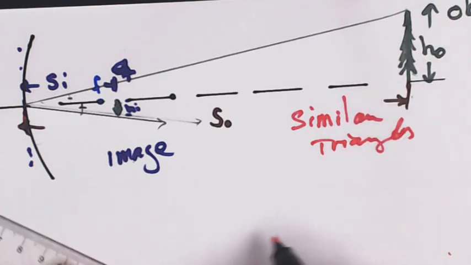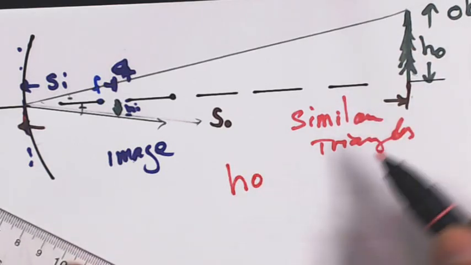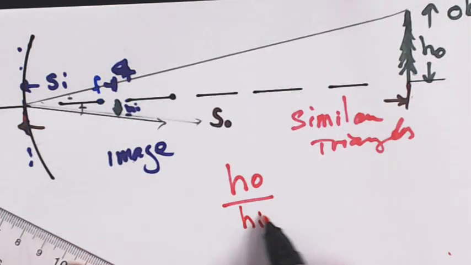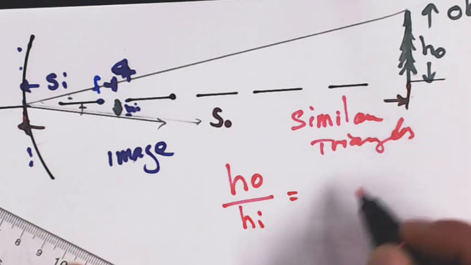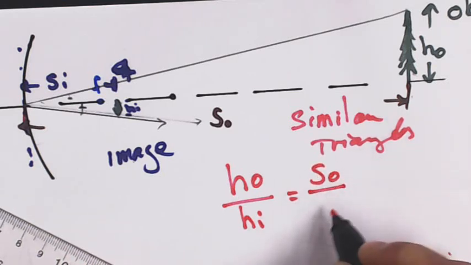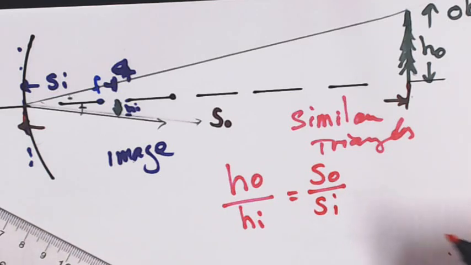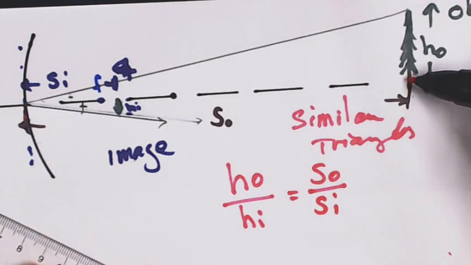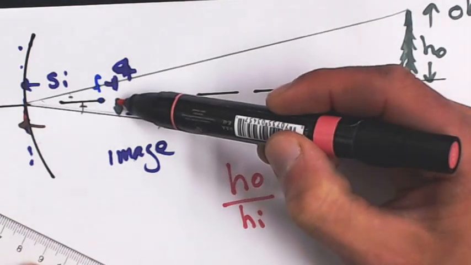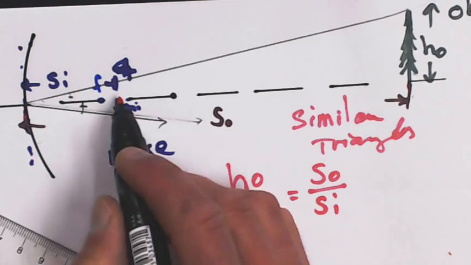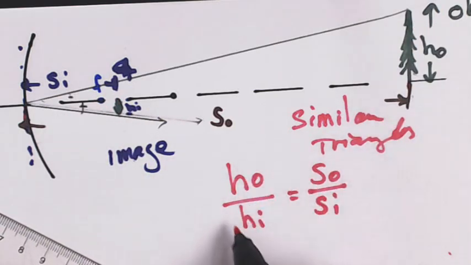So the height of the object over the height of the image is equal to the distance to the object divided by the distance to the image. Those two are the same. However, notice this one's up and this one's upside down. So to show that the image is upside down, in this equation we put a negative inside of it.